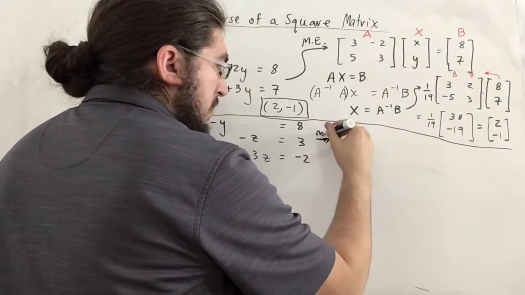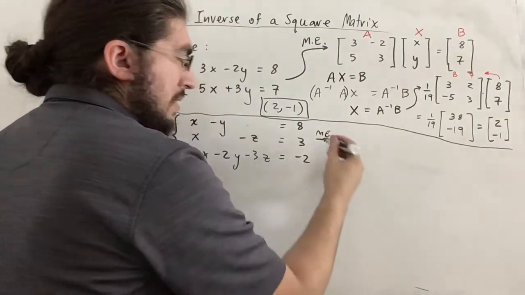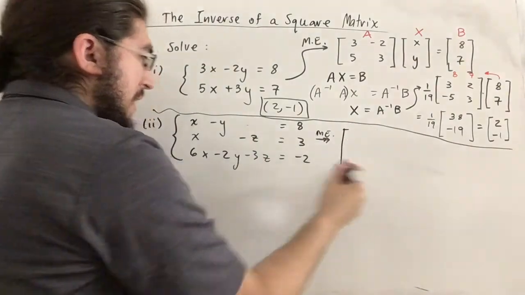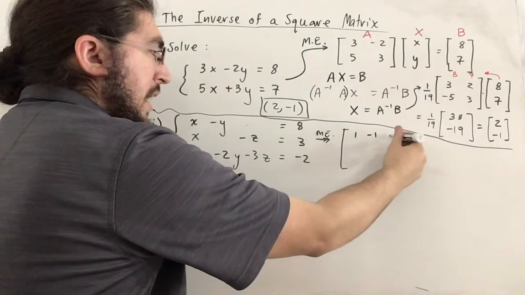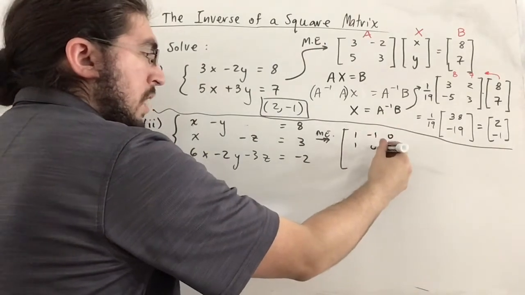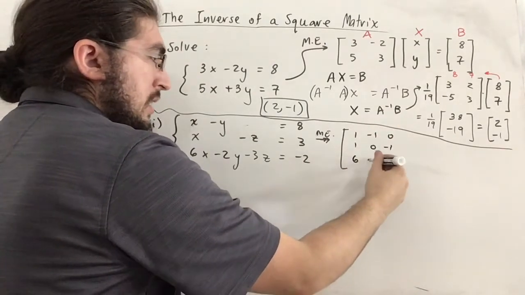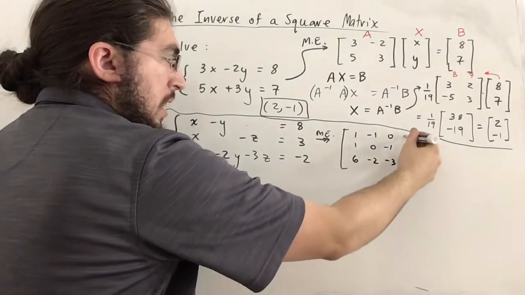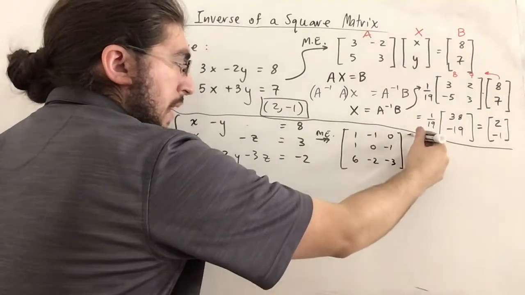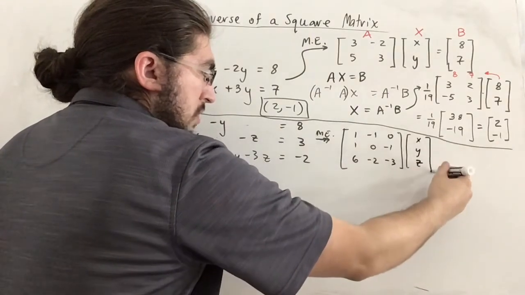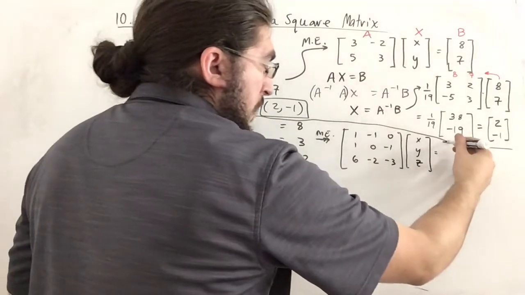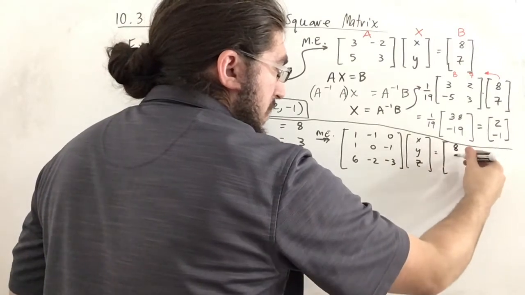Now let's write this as a matrix equation. That's M. And our matrix equation is, so converting the left side into a matrix is 1, negative 1, 0, 1, 0, negative 1, 6, negative 2, negative 3, multiplied by the 3 by 1 matrix X, Y, Z is equal to the 3 by 1 matrix 8, 3, negative 2. A little bit of space. Yeah, there we go.